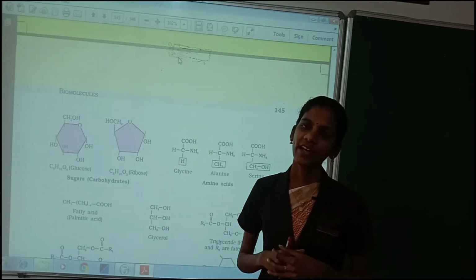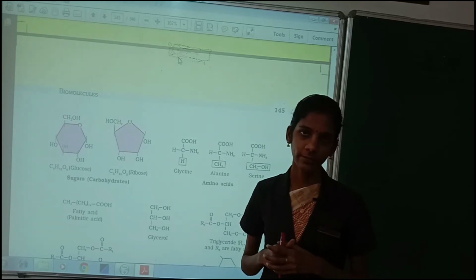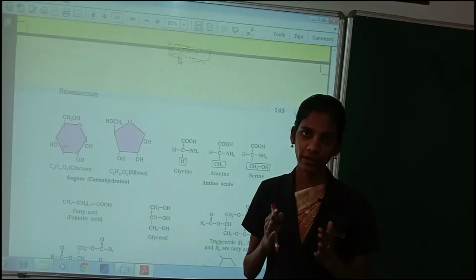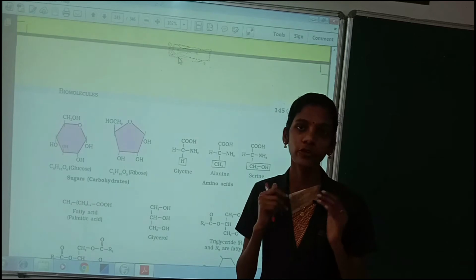Another important peculiarity of this amino acid is that it is amphoteric in nature. What is meant by amphoteric? If a compound contains both acidic as well as basic groups in it, we can call that compound amphoteric. അവരെ നമ്മൾ എന്തെന്ന് വിളിക്കും? Amphoteric എന്ന് വിളിക്കും.